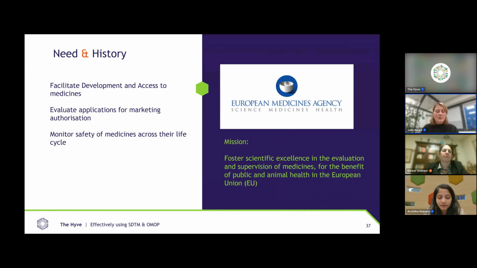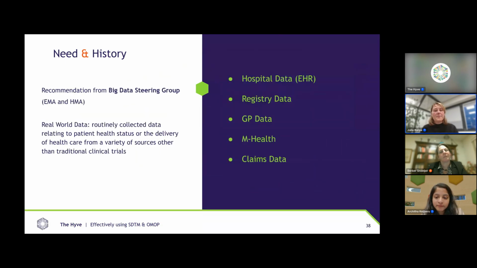As you know, this agency is important to facilitate the development and access to medicines in Europe. They also evaluate all the applications for the marketing authorization for new drugs to come to the market. And there's also a lot of safety monitoring that they have to do with all the medicines across their lifetime. And so a couple of years ago, the big data steering group from the EMA and all the HMAs decided maybe it would be good to not only look at clinical trial data, which is of course important, but we should also use the opportunity to use real-world data.